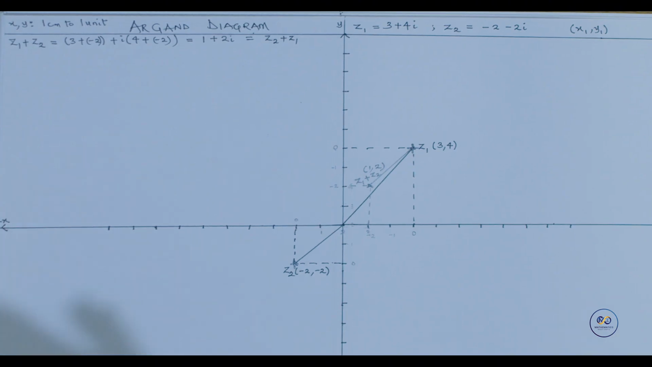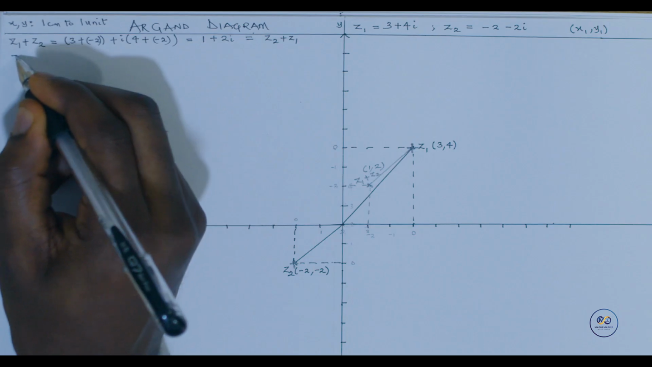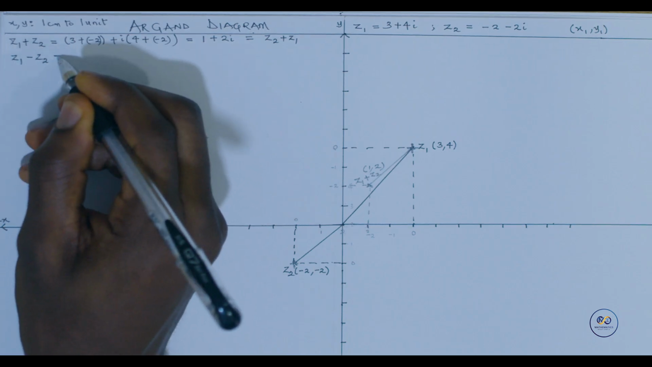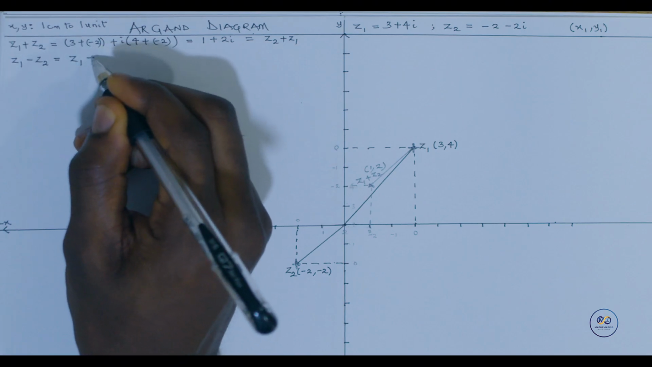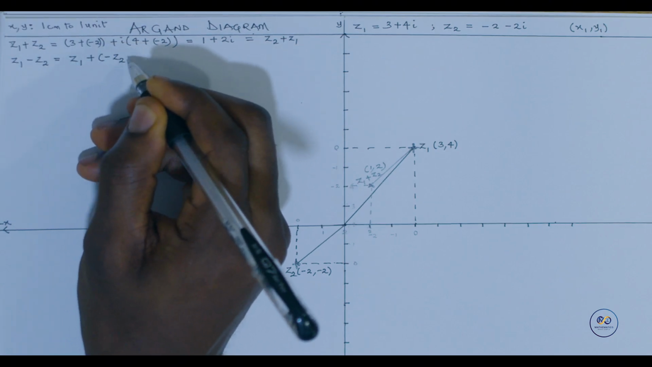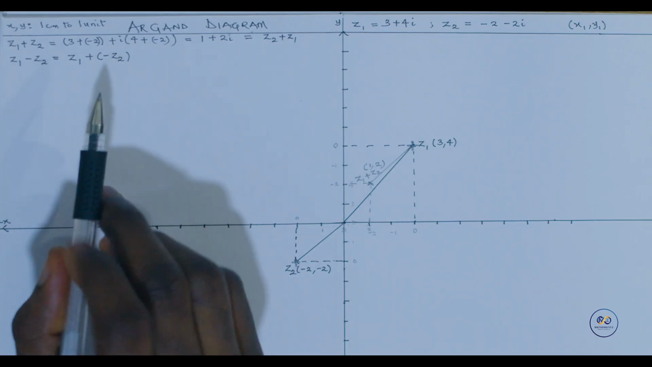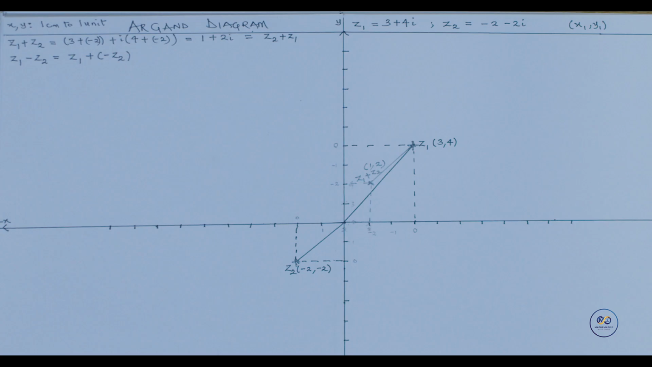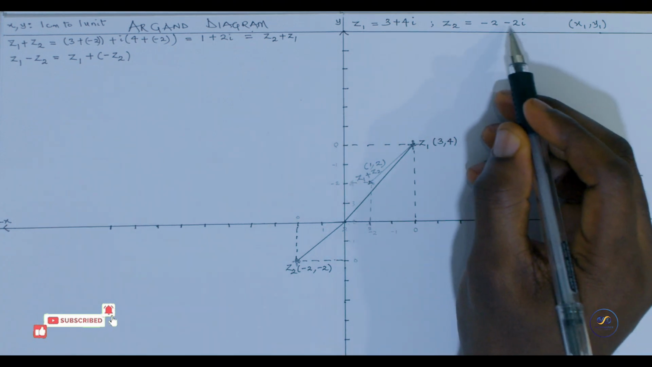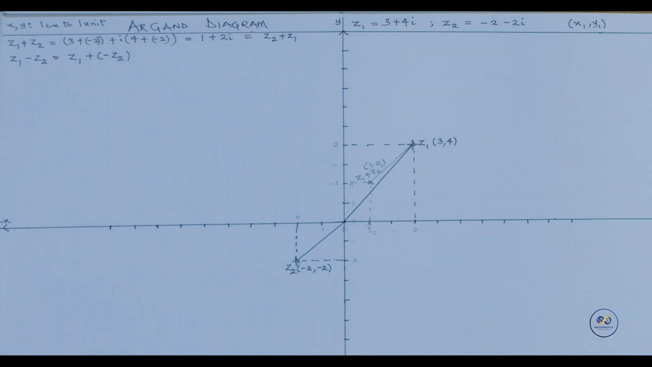Now, just as we have carried out the concept of addition, we can also carry out the concept of subtraction. How? Do not forget that when we take Z1 minus Z2, it is the same thing as adding Z1 to the negative of Z2, which means that in order to solve correctly, all we just need to do is find out what the negative of Z2 is on the graph and then add it to Z1. Now, how do we do that? Don't forget Z2 is minus 2 minus 2i.